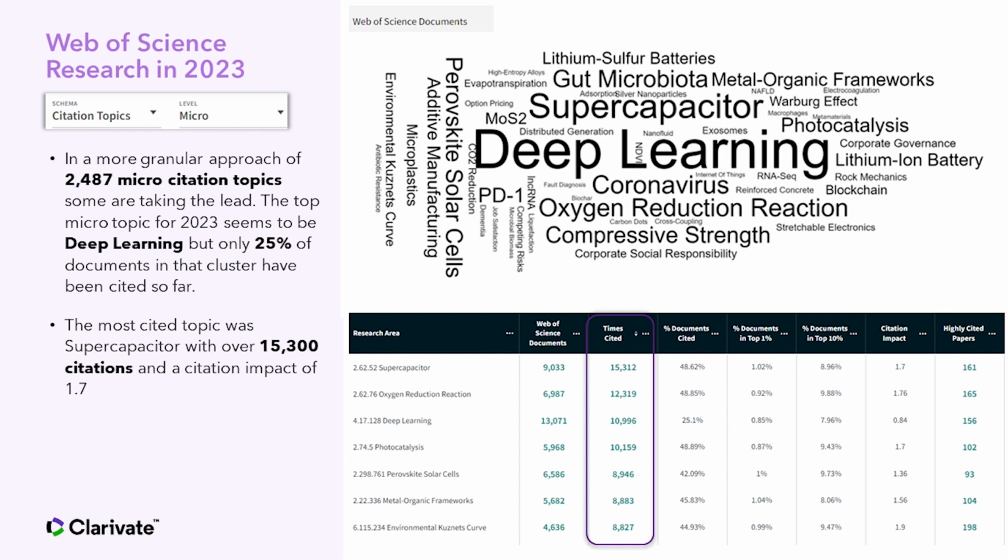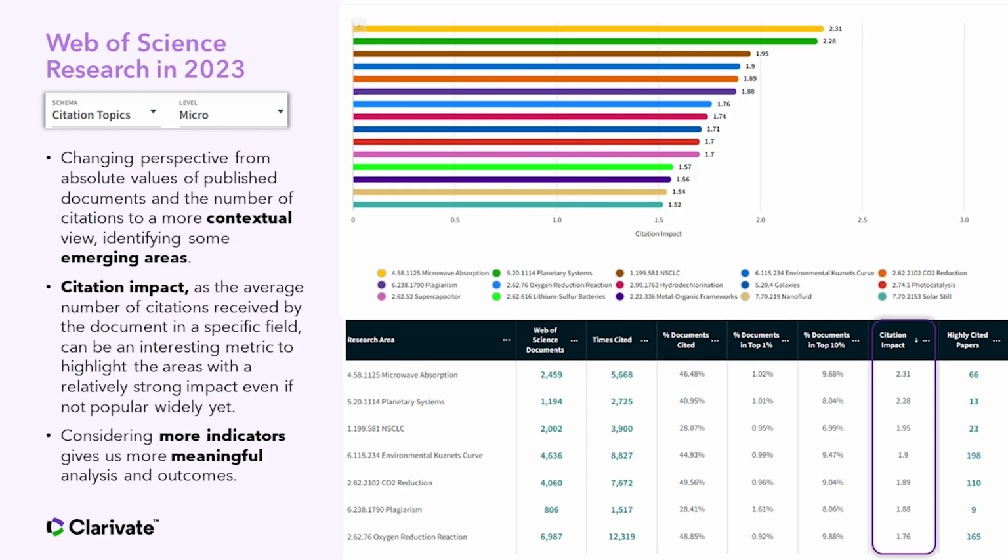And the most cited topic here, with over 15,300 citations and a citation impact of 1.7, is supercapacitor. So supercapacitor is the topic that received the highest number of citations. 1.7, the world average is 1. So the publications in this topic were cited on average 70% more than the world average. Yeah, so let's move on.